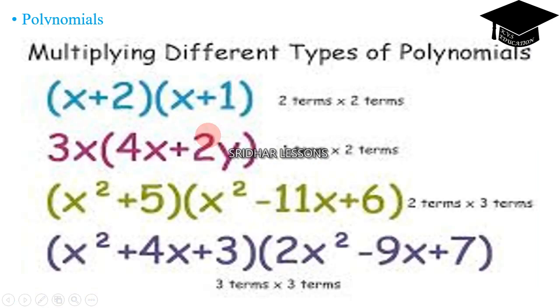Once again, see the polynomials. 2 terms into 2 terms. 1 term into 2 terms. Here 2 terms into 3 terms. Here 3 terms into 3 terms. They are going to form polynomials. All of these will form polynomials.